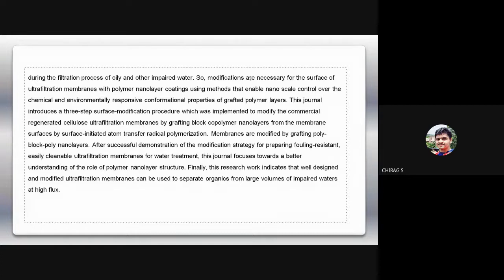So this is about the literature survey which we have done. Next, my friend Yashwant will continue the materials and methodologies of our topic.